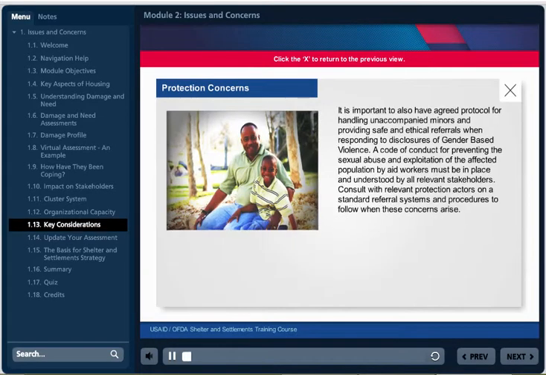It is important to also have an agreed protocol for handling unaccompanied minors and providing safe and ethical referrals when responding to disclosures of gender-based violence. A code of conduct for preventing the sexual abuse and exploitation of the affected population by aid workers must be in place and understood by all relevant stakeholders. Consult with relevant protection actors on standard referral systems and procedures to follow when these concerns arise.